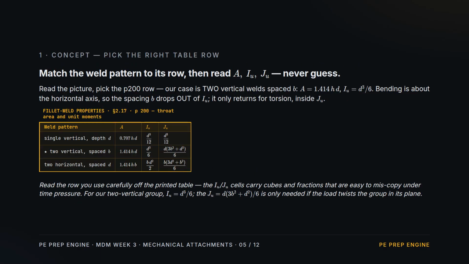Concept 3. Pick the right row. The table gives one row per weld pattern, and reading the wrong row is the fastest way to a wrong answer. Our case is two vertical welds spaced apart. Throat area is 1.414 HD, and the unit second moment is d cubed over 6. Notice the spacing drops out of the bending property entirely because the bending is about the horizontal axis. The spacing only comes back for torsion, inside the unit polar moment. Match the picture to the row and copy the cubes and fractions exactly.